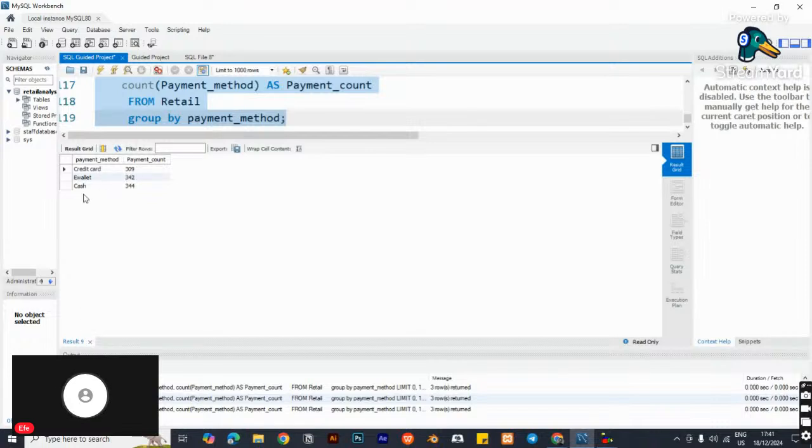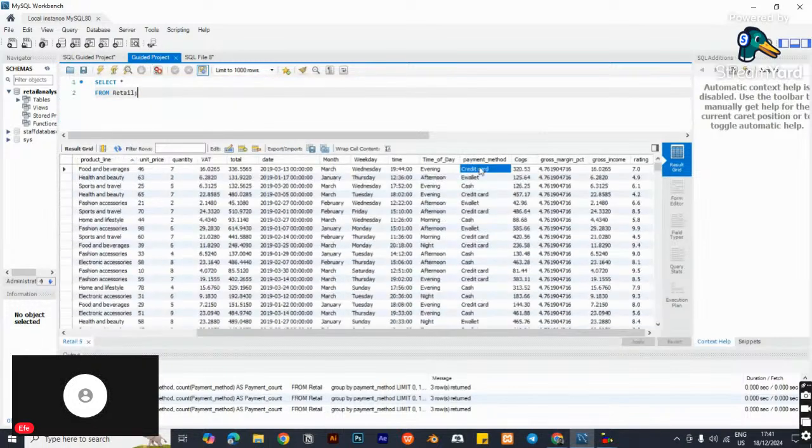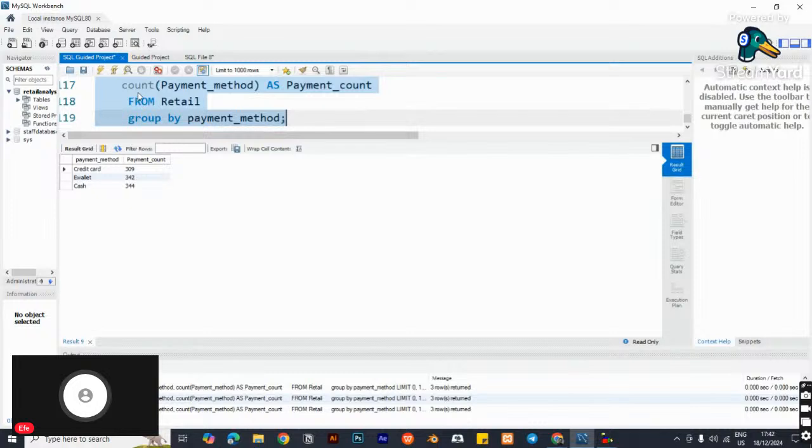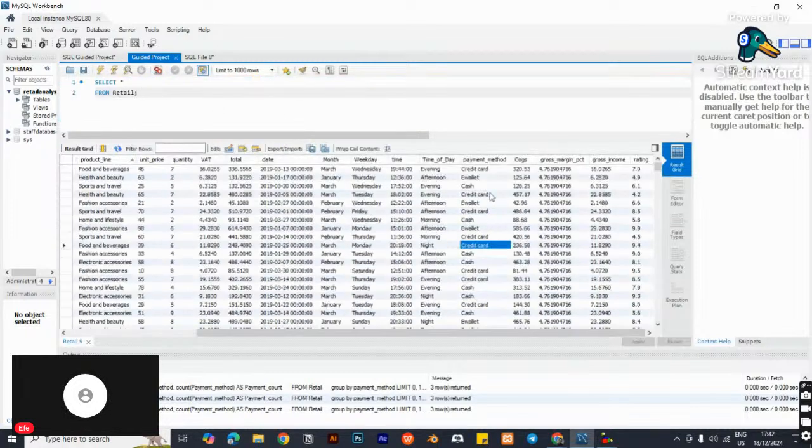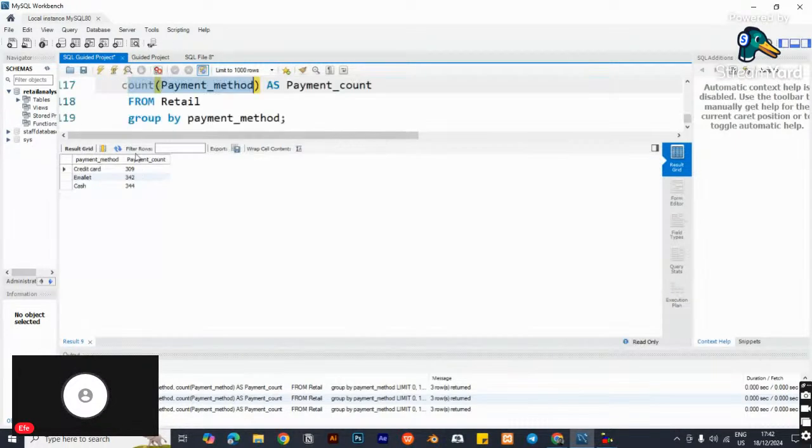So what the count function did is that it went through, more like an iterative process, each record, and counted the payment method. So each time it saw credit card, it saw credit card again, it was counting it. That's what this count function is doing here. At the same time, simultaneously, once it sees e-wallet, it counts e-wallet, it goes again, counts e-wallet. When it sees cash, it counts cash. So that's what this function here was doing.